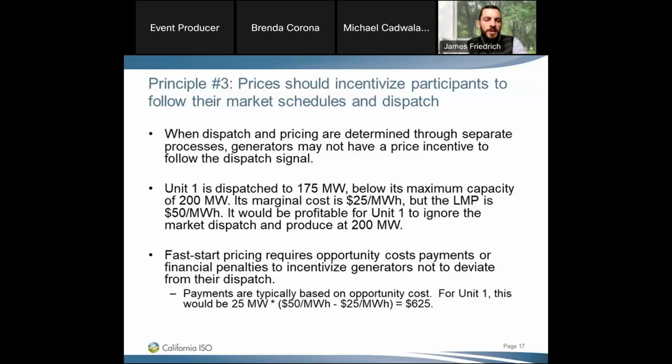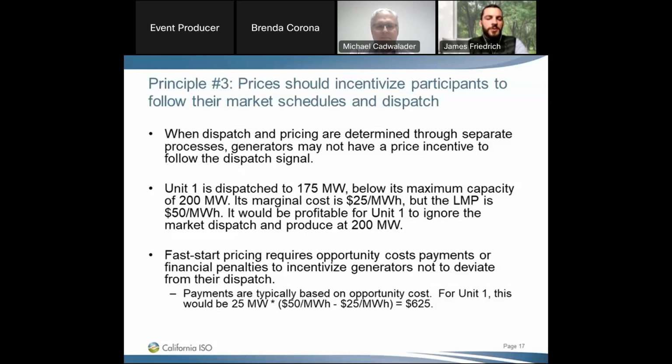So the third bullet explains that fast start pricing does require the use of opportunity cost payments or financial penalties to incentivize generators not to deviate from their dispatch. So a common way to do this, as explained in the sub-bullet, is to find the opportunity costs for this resource and pay them that opportunity cost as a side payment. So for Unit 1, this would be 25 megawatts, which represents the difference between its 175 megawatt dispatch and its 200 megawatt ability, times the price difference between the LMP of $50 and its cost of $25, which results in a $625 side payment.